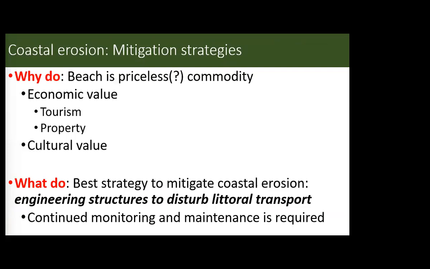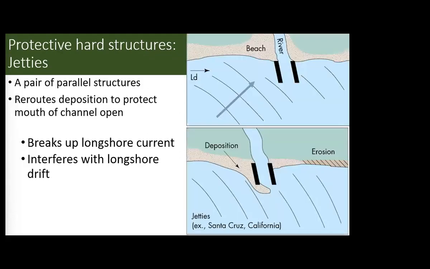So why do we want to mitigate? Obviously, the beach is a really valuable commodity. We mentioned the economic value. And the best thing that we can do is engineering structures, because we're going to continue to develop on coastlines. We're not going to move people out of Ocean City, obviously, but we have to find a way to prevent the island that it's on from disappearing. So we have a number of ways of doing that. So we're going to talk about hard structures first, like hard engineering, actual building of things.